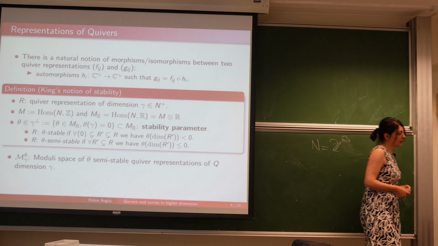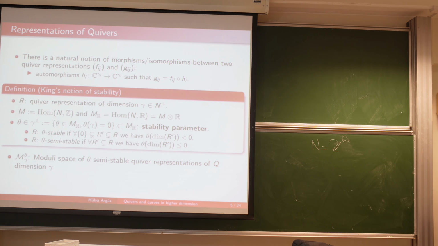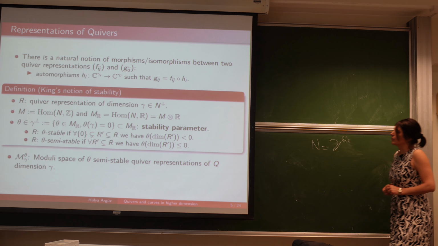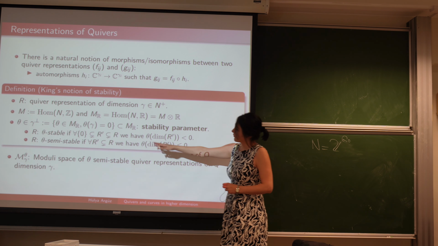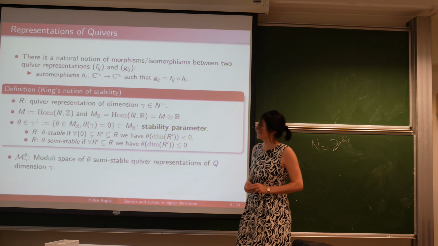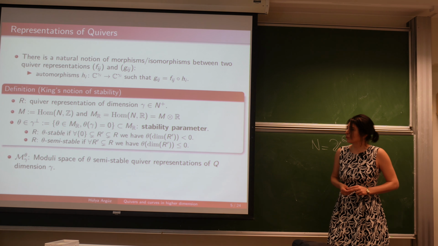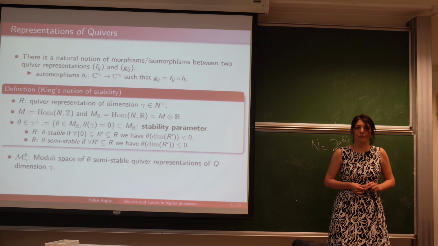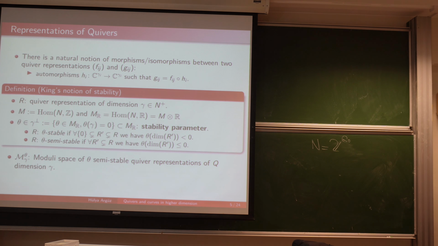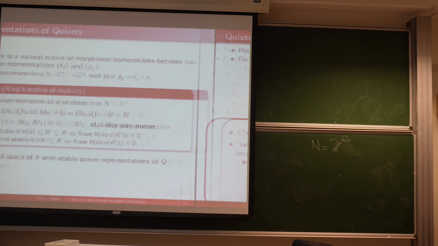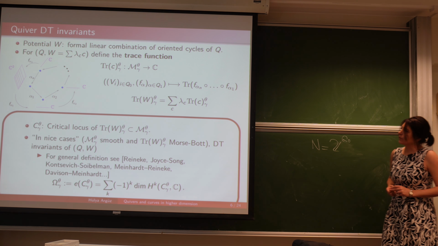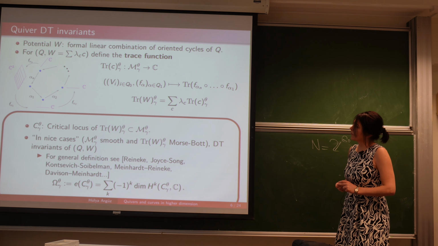So this provides a natural restriction on the moduli space, which I denote by M gamma theta. So you fix the dimension, you fix the stability parameter theta, and this is the moduli space of all semi-stable quiver representations of dimension gamma up to isomorphism. And then quiver DT invariants are roughly defined as the Euler characteristic of this moduli space.